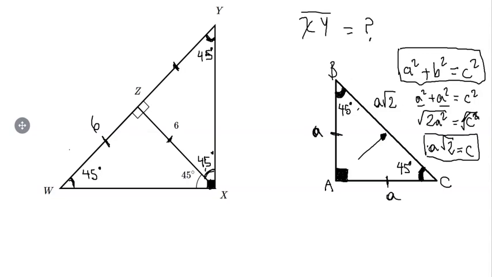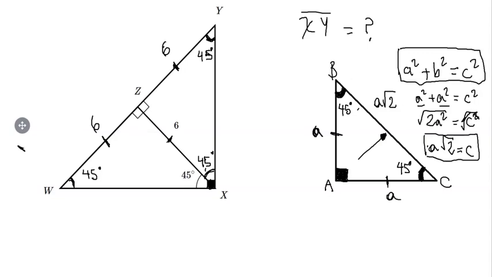We know that the segment WZ is 6, right? What about the segment ZY? What would be the value of this side of the triangle, knowing that we also have here a right triangle, an isosceles right triangle? Yes, that's correct. This is also 6. Okay. Questions so far here? No questions. Okay, very good.